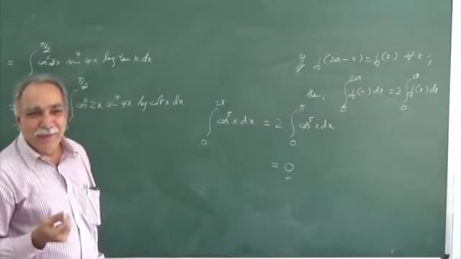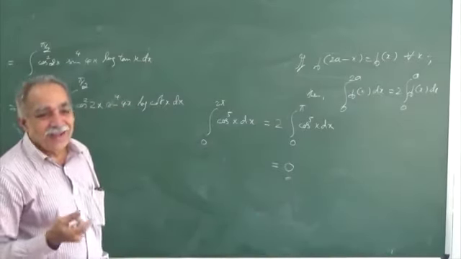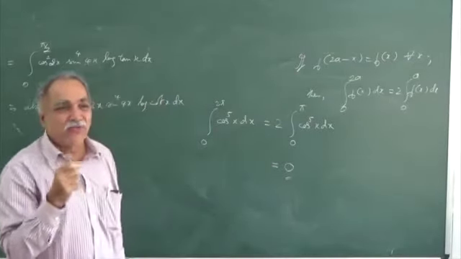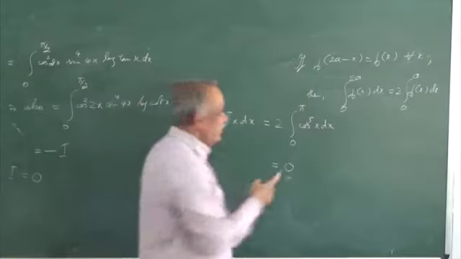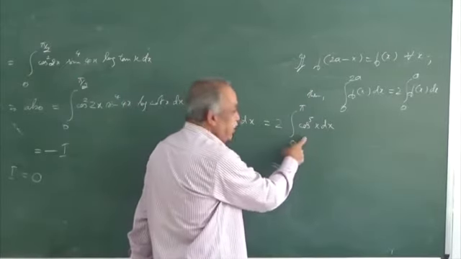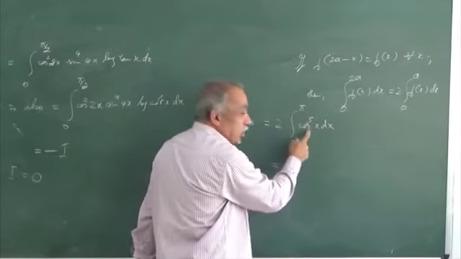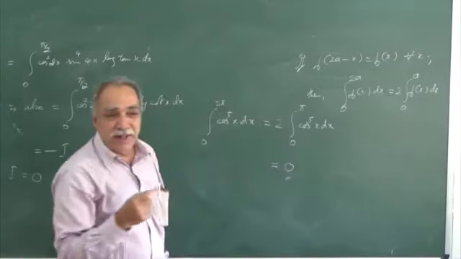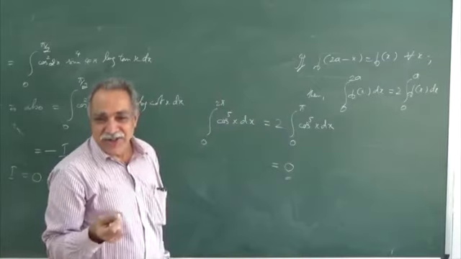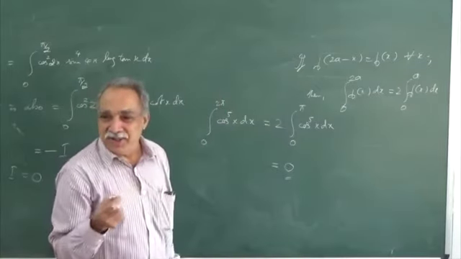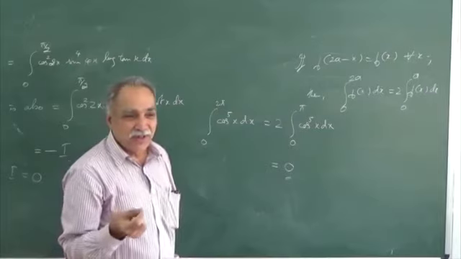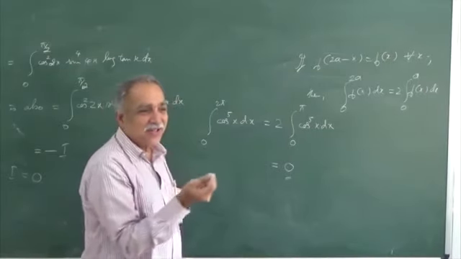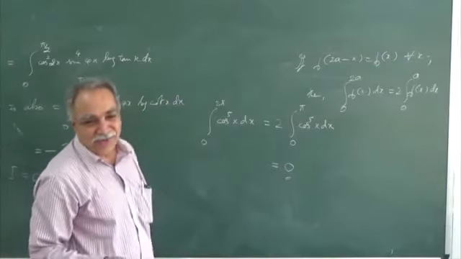How? Use the property: integral 0 to a of f of x equals integral 0 to a of f of a minus x. If you call this I, your I is also equal to the integral from 0 to pi of cos power 5 of pi minus x dx. What is cos of pi minus x? Minus cos x. What is cos power 5 of pi minus x? Minus cos power 5x. So, what are you observing? I is equal to minus I. I equal to minus I means I must be equal to 0.